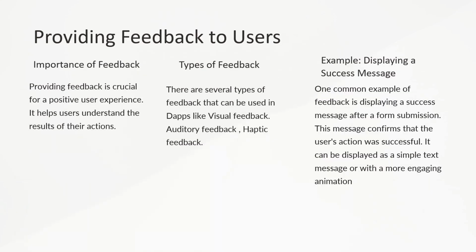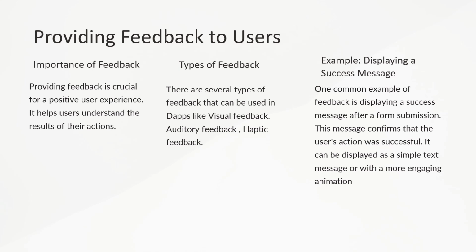Providing feedback is crucial for positive user experience. It helps users understand the results of their actions. It also makes the DApp feel more responsive and engaging. When users receive clear and timely feedback, they feel confident using the DApp. There are several types of feedback that can be used in DApps. Visual feedback uses visual cues such as color changes, animations, or icons. Auditory feedback uses sounds or tones to communicate information. Haptic feedback uses physical sensations such as vibrations to provide feedback.